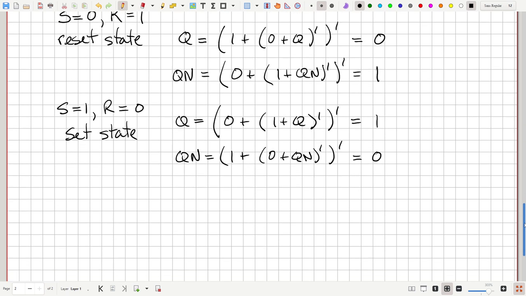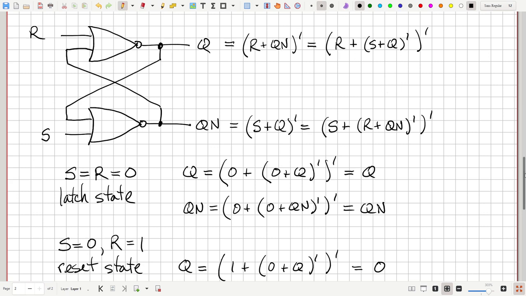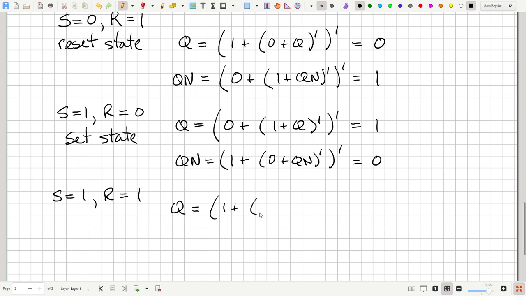Now, finally, we have the state S is equal to 1, and R is equal to 1. What happens in this state? Let's take a look. Okay, so we're going to have these logic functions now, and both R and S are 1. So we're going to have 1 or Q, negate that and negate the whole thing. So 1 or Q is always 1, negate that, you get 0. 1 or 0 is always 1, negate that, you get 0. Okay, how about for Qn? Well, we can see it's going to be the same story. Because 1 or Q is always 1, negate that, you get 0. 1 or 0 is always 1, negate that, you get 0. So you get 0, 0.